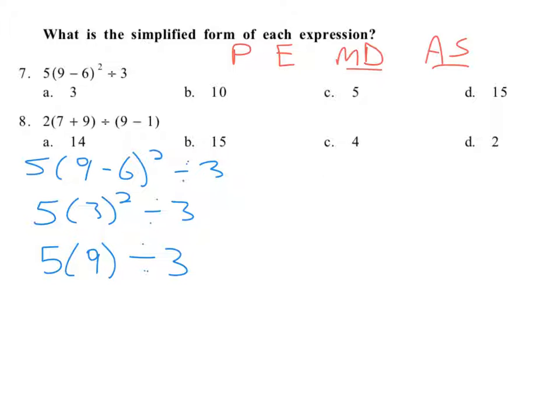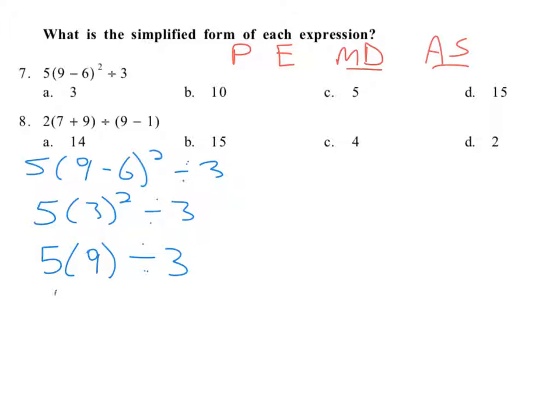Now, we are going to do this 5 times 9 first. Not because M comes before D. These actually go together. We're going to do this first because it's the first thing we get to coming from the left. That's the rule. These happen on the same step, and you do either one of them depending on what you get to first coming from the left. And in this case, coming from the left, we get to 5 times 9 first.